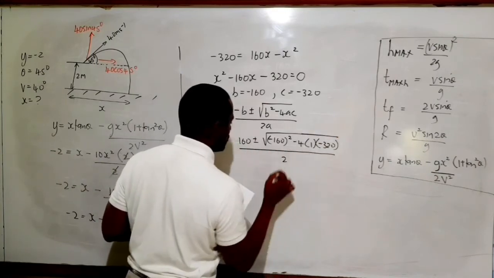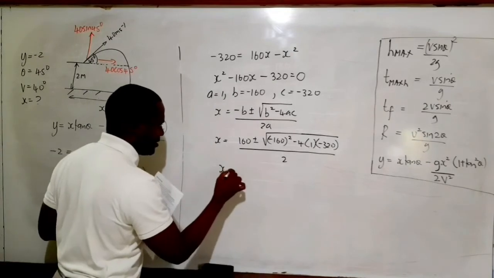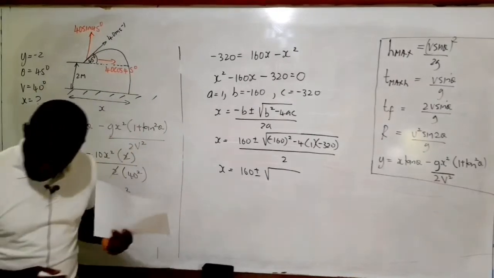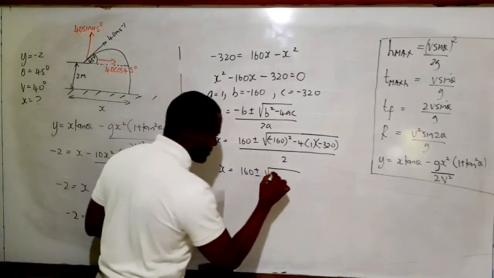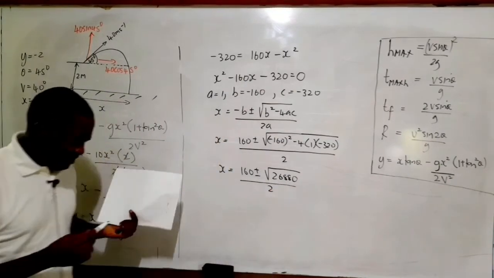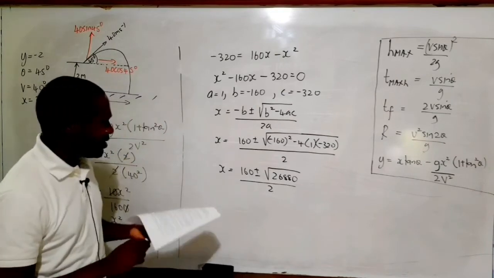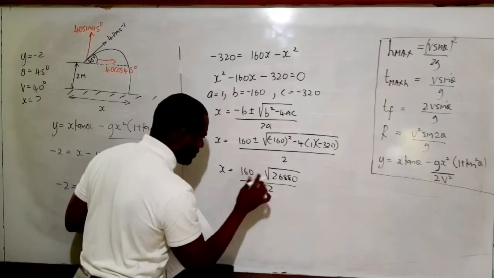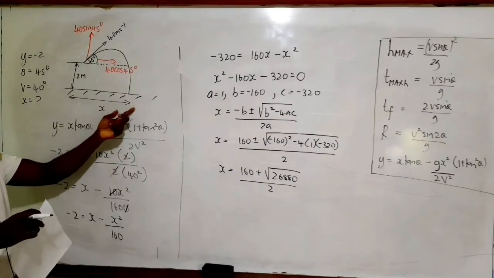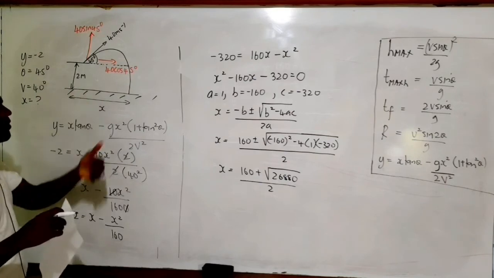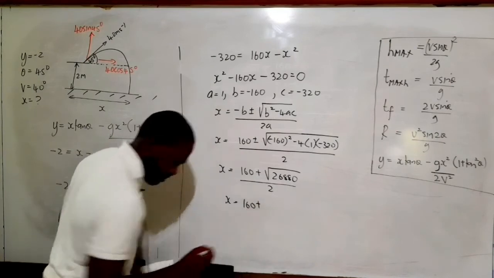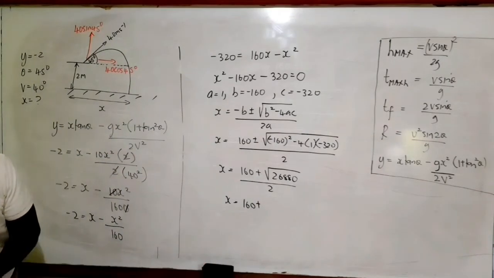So this gives us x equals 160 plus or minus. Now this works out to give us 26,880 all over 2. Because we're calculating distance, and the distance will only be positive, we will basically ignore the minus sign, and so the one value that we'll be getting will be the horizontal distance at which the particle landed from the initial level of projection. So this gives us x is equal to 160 plus root 26,880.